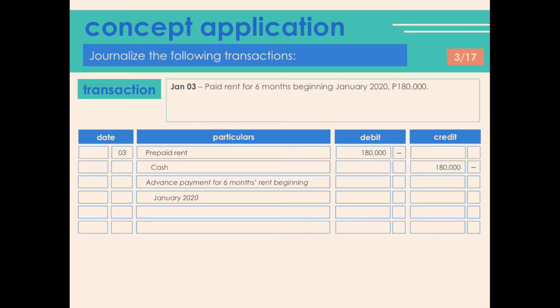January 3, paid rent for 6 months beginning January 2020, 180,000 pesos. Since this is an advance payment, we will be debiting prepaid rent and crediting cash for 180,000 pesos.